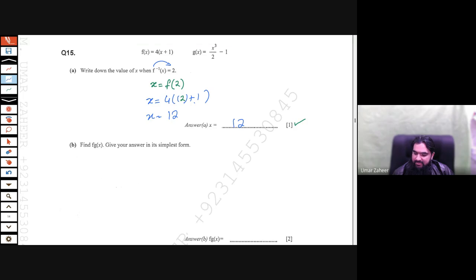Now, in the next one, he says find f of g of x. So we have the value of g of x. So f as it is, and we have to substitute the value of g of x. What I have to substitute here?